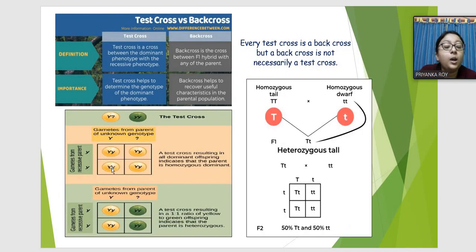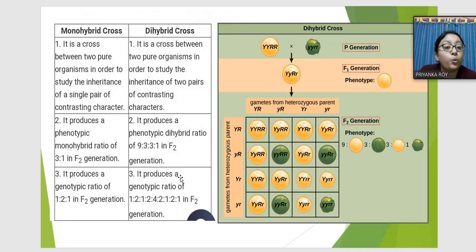And here only one character, the seed color yellow and green, was used in the cross, so therefore it is a monohybrid cross. So in monohybrid cross, like I have already discussed, the phenotypic ratio is 3:1 and the genotypic ratio is 1:2:1. But in dihybrid cross, the phenotypic ratio will be 9:3:3:1 and the genotypic ratio is 1:2:1:2:4:2:1:2:1.